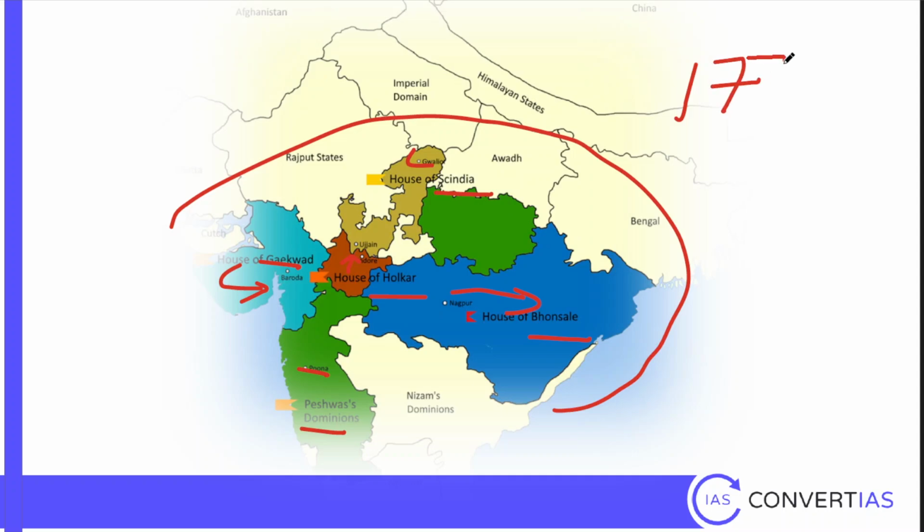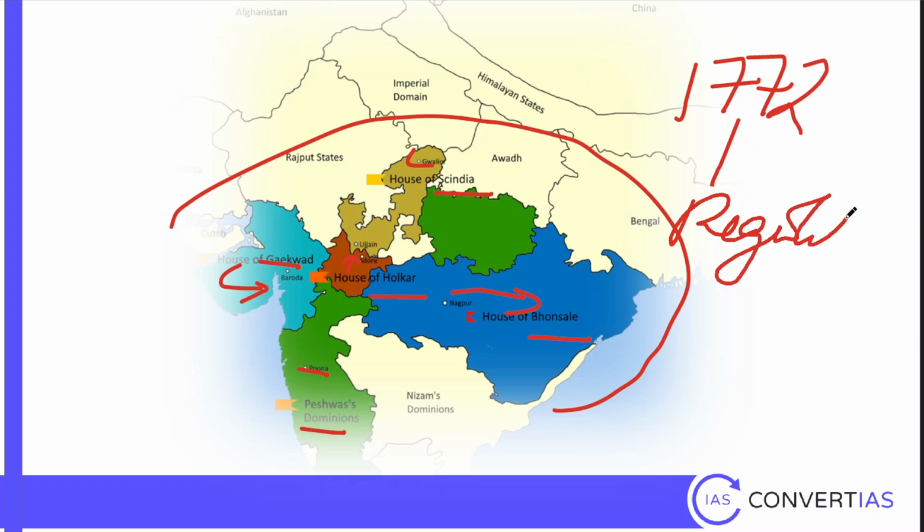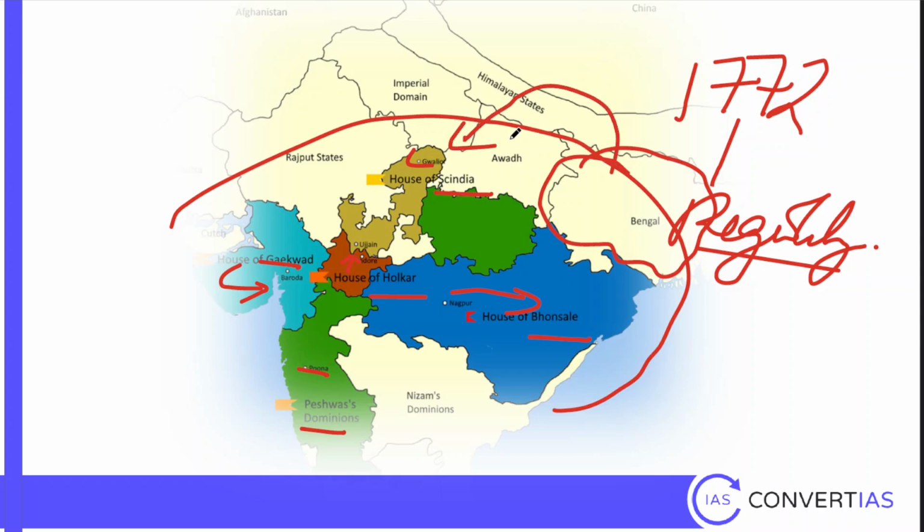1772 is also the year in which the Regulating Act comes into picture. By the Regulating Act, you have the Governor General of Bengal. The British are coming into power. Now the British will be directly in conflict with these confederacies. Then what will happen? The Anglo-Maratha Wars.